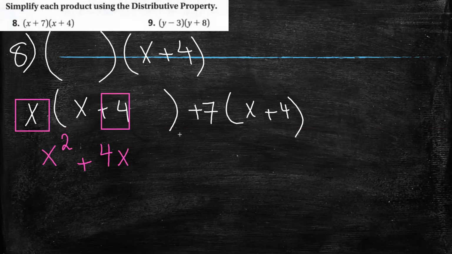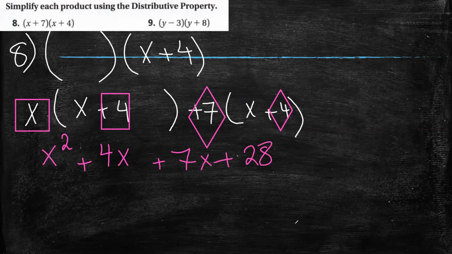In the second term here, we have 7. I will multiply it now with x. So 7 times x is 7x. Then I will multiply 7 with 4. 7 times 4 is 28. Then after that, now, did you understand the distributive property?